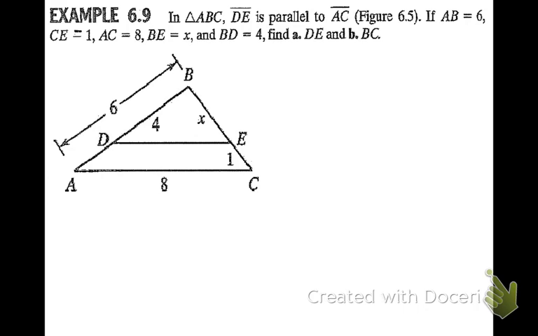Okay, so let's apply this here. In triangle ABC, DE is parallel to AC. AB is 6. CE is 1. AC is 8. BE is X. BD is 4. We have to find DE and BC.